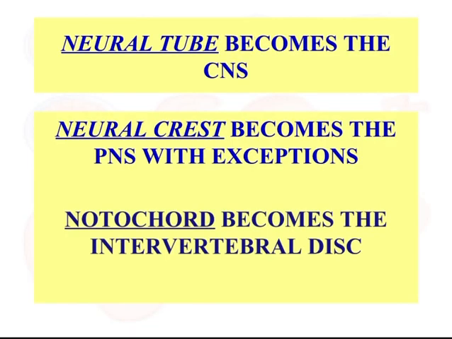So let me tell you what they look like. The tube actually becomes our central nervous system, which includes the spinal cord and the brain. The crest becomes the PNS, the peripheral nervous system, with some exceptions, and we're going to talk about the exceptions.